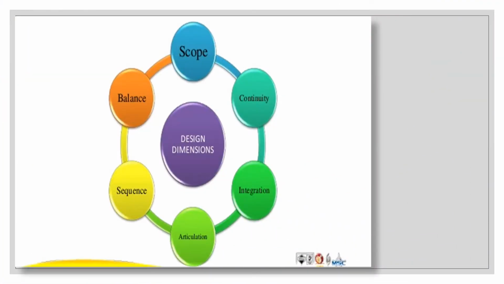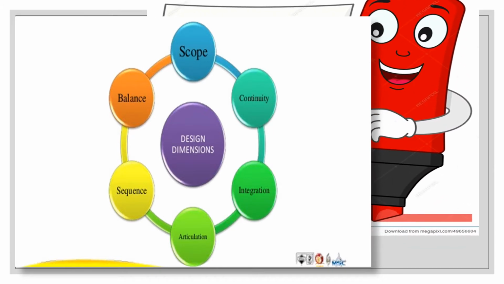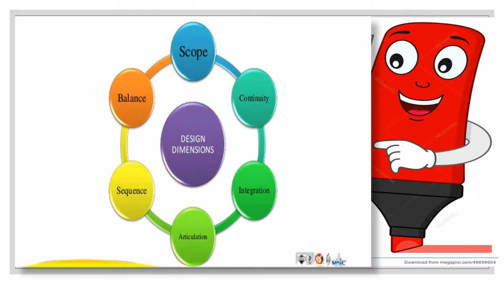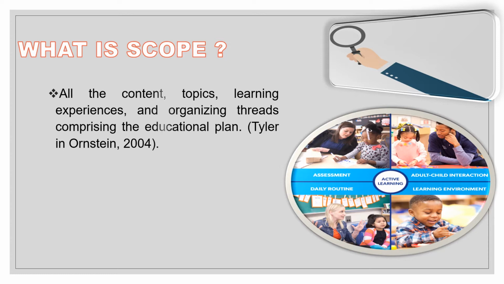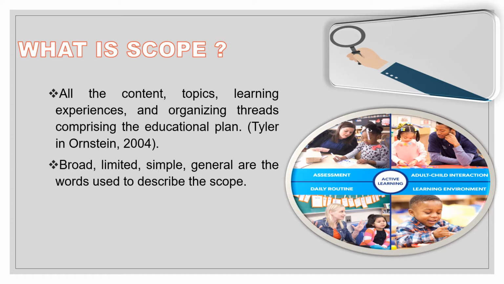Dimensions of curriculum design: we have scope, continuity, integration, articulation, sequence, and balance. Scope. Now, what is scope? Scope is all about the content, topic, learning experiences, and organizing threads comprising the educational plan, according to Taylor 2004. It is also described as broad, limited, simple, or general. Decision-making of the teacher is also needed.